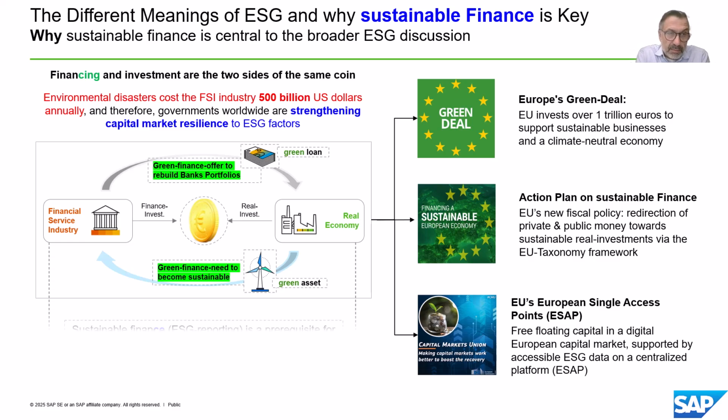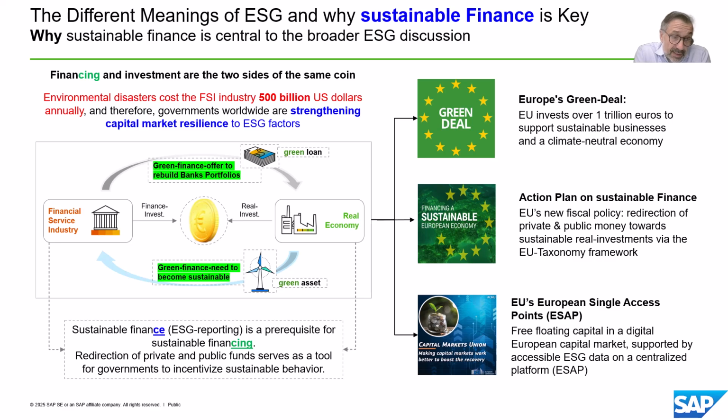So this brings me to my last box here, and from my point of view, this is the most important topic in the ESG debate: sustainable finance. ESG reporting is a prerequisite for sustainable financing, because a financial service provider can give money when he is able to see the ratio of a customer, how ESG compliant a customer really is. And to show ESG compliance, the capability to do so is sustainable finance. And the redirection of private and public funds serves as a tool for governments to incentivize sustainable behavior and to make their capital markets resilient.